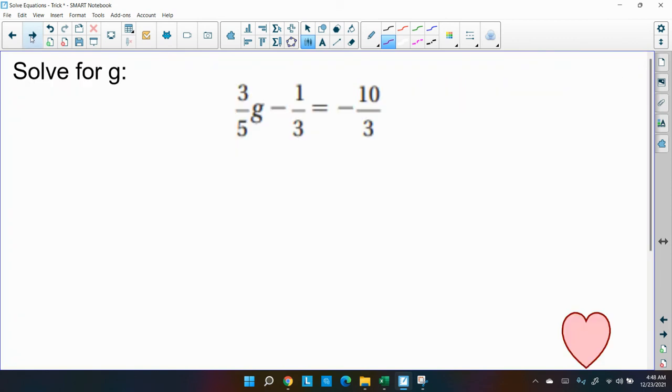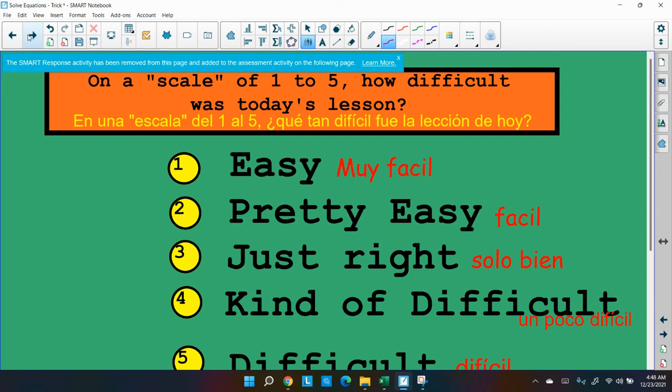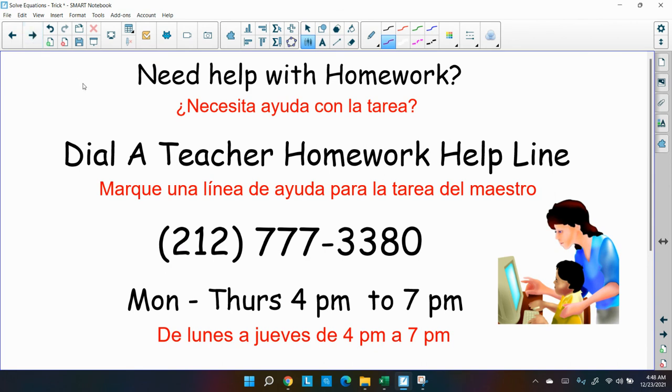So here's my challenge problem. Solve for G. 3/5 G minus 1/3 equals negative 10/3. Hey, I didn't even put my chart up there to help you out, so hopefully you'll bring in the answer in the class.